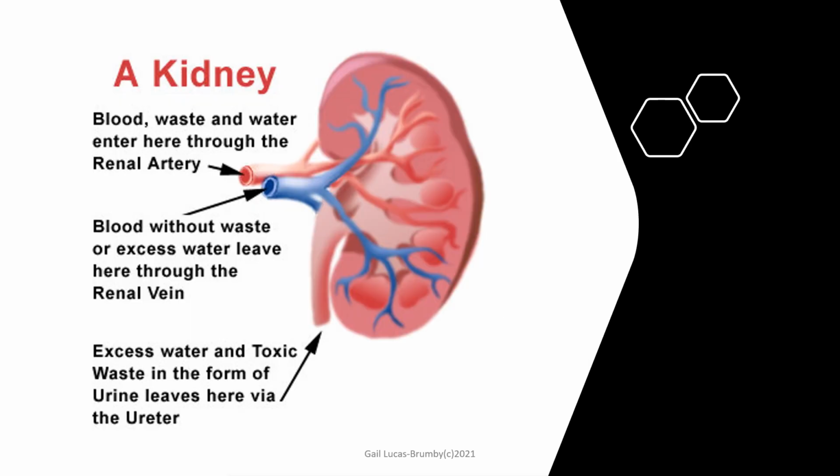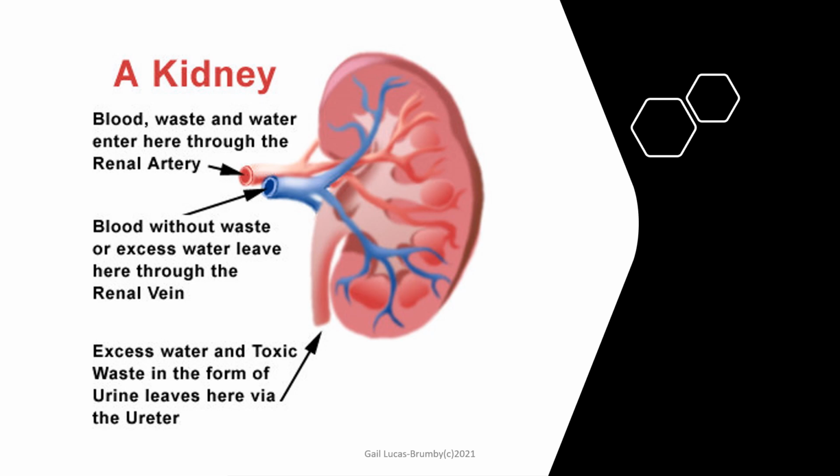This is an overview picture of a kidney, and as we can see, the 2 vessels that go in and out of the kidney are known as the renal artery and the renal vein. Blood, waste and water enter the kidney through the renal artery, and the renal vein, which is the blue vessel, is where blood that has been filtered leaves the kidney deoxygenated and goes back to the heart to be replenished with oxygen.